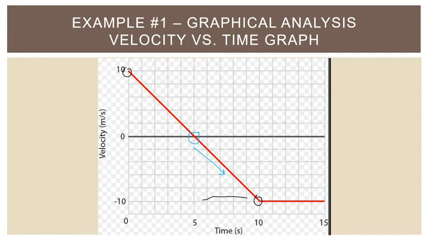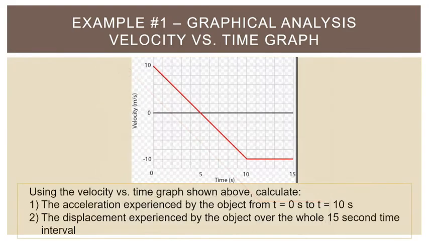And of course, its velocity is changing by 2 meters per second. Of course, that's negative though, every second. So the velocity goes from 0 to negative 2 to negative 4 to negative 6 to negative 8, finally reaching negative 10 meters per second by 10 seconds. Okay. Now, the question asked, what is the displacement experienced by the object over the whole 15-second time interval?